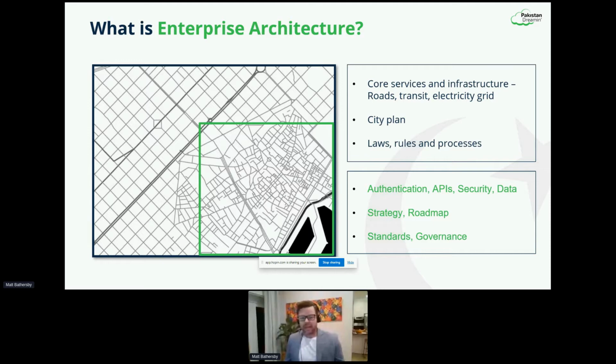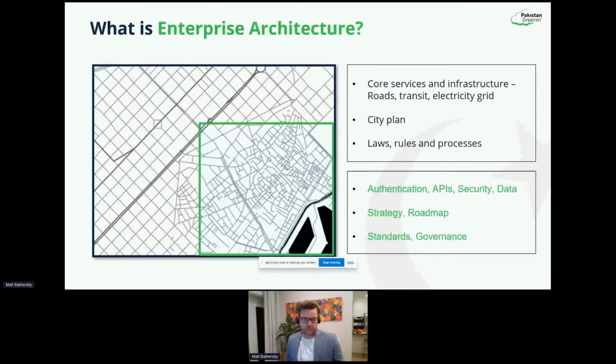When you think about it, an enterprise, an entire organization, and a large organization, is very much like a city. The different departments are almost like suburbs or regions within a city, and within that city you would have core services and infrastructure: roads, transit systems, electricity grids, water systems. There would be a plan for the city in terms of what the city looks like now and what the plan is for how it would look in the future. And there would be laws, rules, and processes within the city.